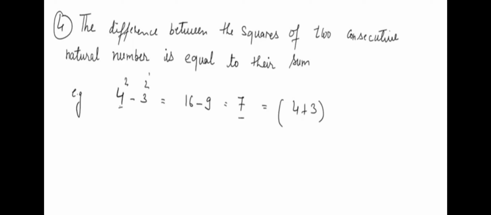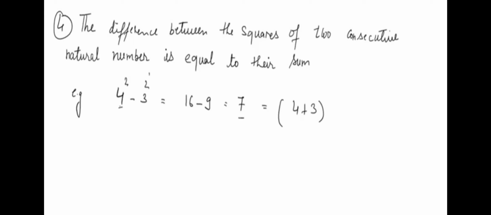That means the difference between the squares of two consecutive natural numbers. So here 4 square minus 3 square, you solve it. 4 square 16 minus 3 square 9 is equal to 7. 7 is what? It is 4 plus 3. So the difference between the squares of two consecutive natural numbers is equal to their sum.